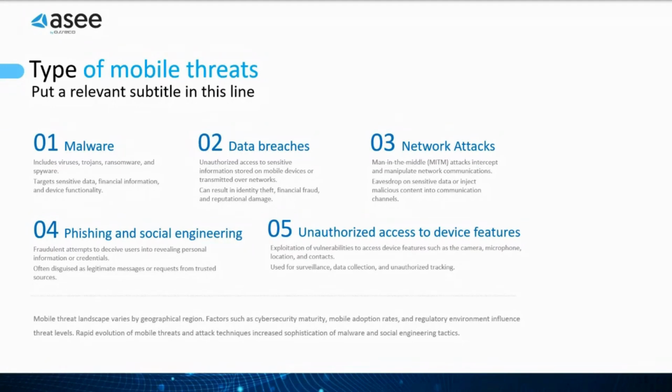Exploitation of these vulnerabilities to access device features such as camera, microphone, location, and contacts can lead to various attacks. An attacker may also use this access for data collection or tracking. It's also important to note that the mobile threat landscape can vary by geographical region. Factors such as cybersecurity maturity, mobile adoption rates, and regulatory environment influence this threat level. The mobile threat landscape is also constantly evolving, with attackers developing more sophisticated malware and social engineering tactics. And there's a trend towards targeting specific industries, user demographics, or geographic locations, emphasizing the need for adaptive security measures.